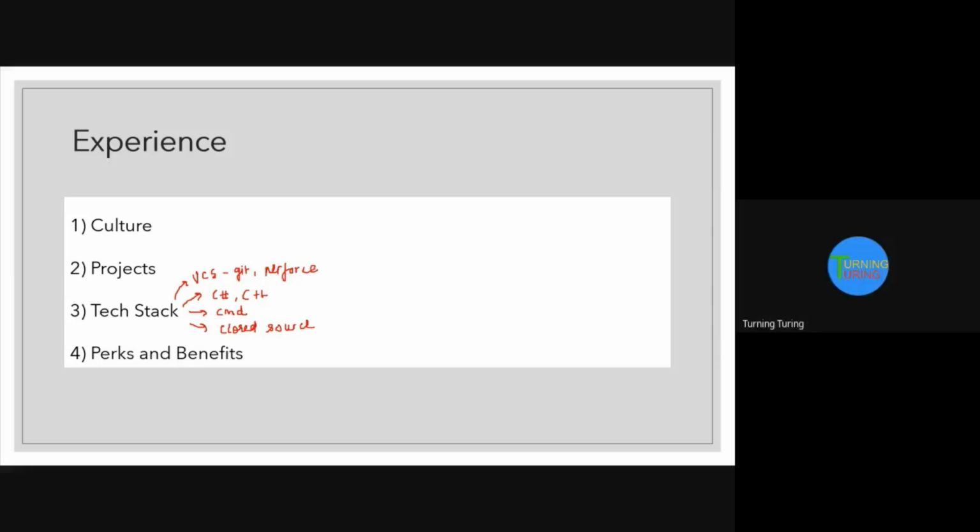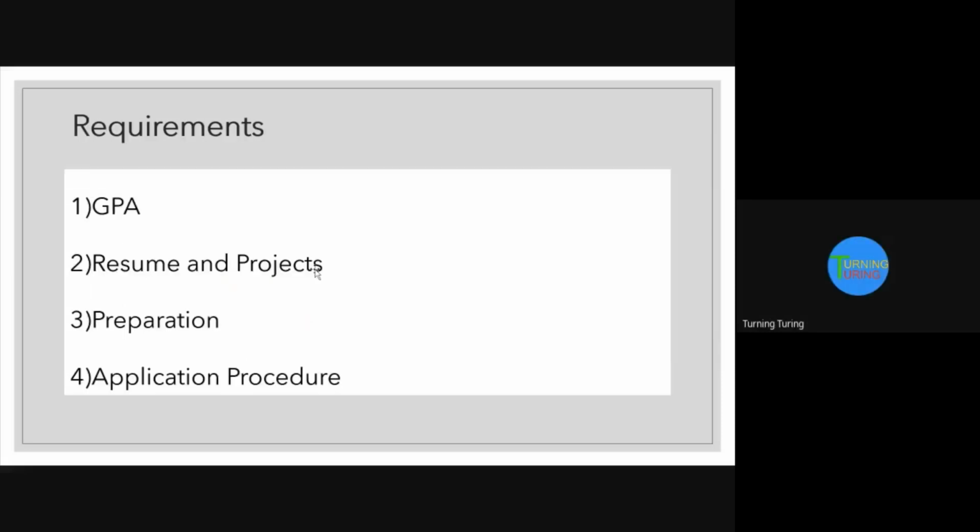Okay, okay. So let's move on to the next part of our discussion, and let's talk about the requirements. So, Ayush, are there any GPA constraints while you're applying for Microsoft, or is there any bare minimum GPA someone should maintain if he's planning to apply for Microsoft in the future?